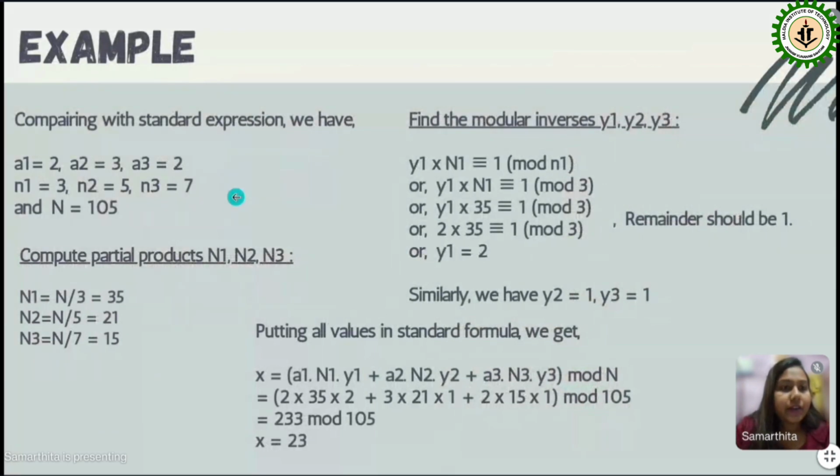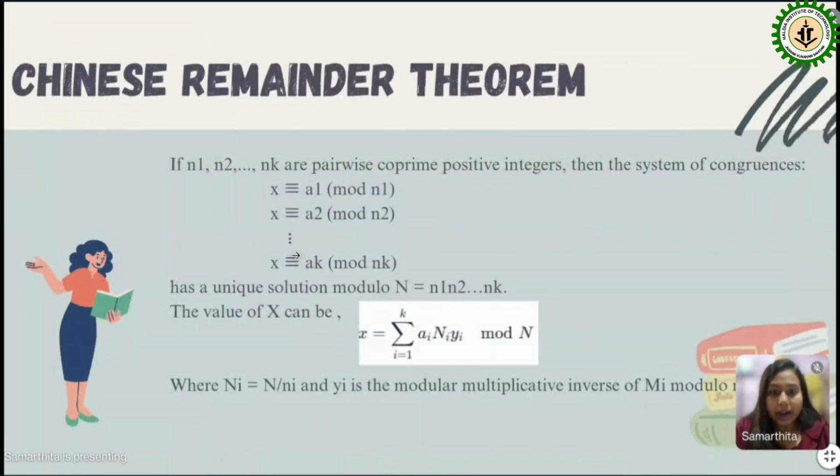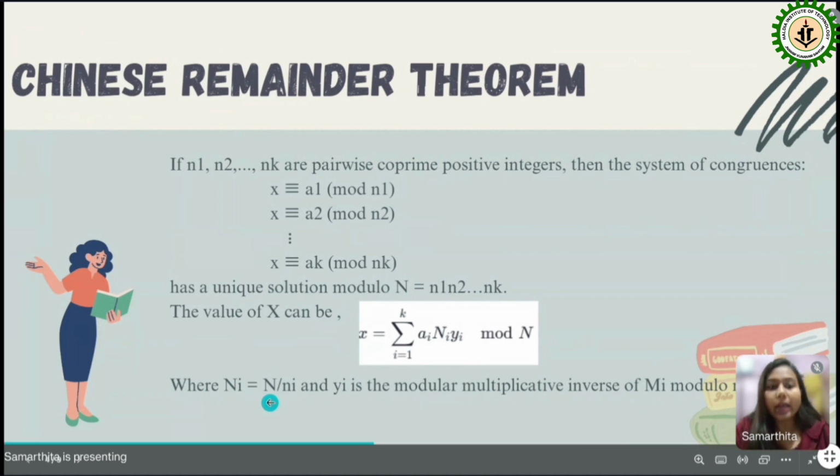Let's see. First we will be comparing with the standard expression, and we have a1 equals 2, a2 equals 3 and a3 equals 2, and we have already calculated the value of a. Okay. Then we will be computing the partial products, that is capital N1, capital N2 and N3. Let's see the previous slide. Here Ni equals capital N by small ni.